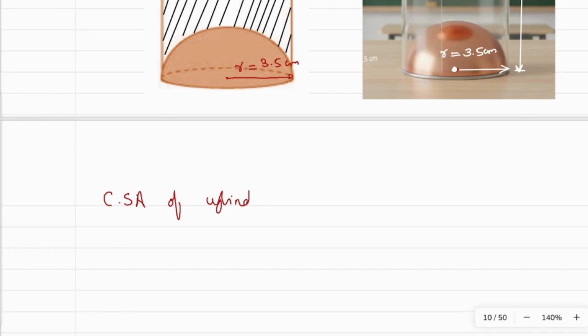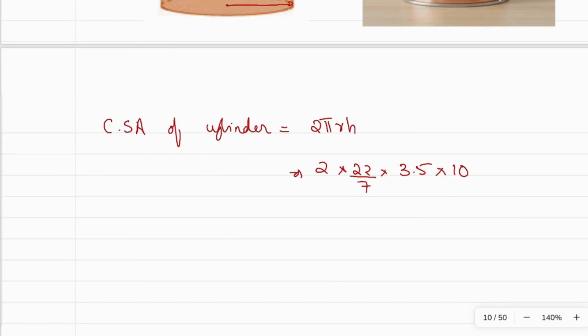What is the equation for the CSA of a cylinder? It is equal to 2 pi r h. 2 into 22 by 7 into r, which is given as 3.5, into h, which is 10. In yesterday's class I also explained that 3.5 can be written as 7 by 2. So this 2 and this 2 we can cancel, this 7 and this 7 we can cancel, and we will get 220 centimeter square.